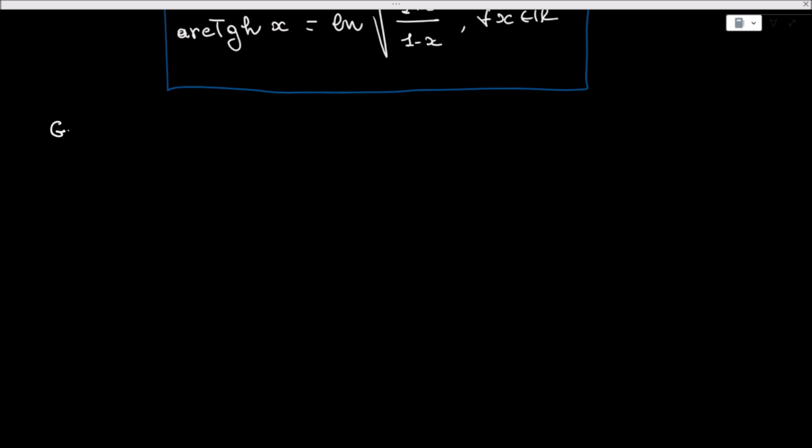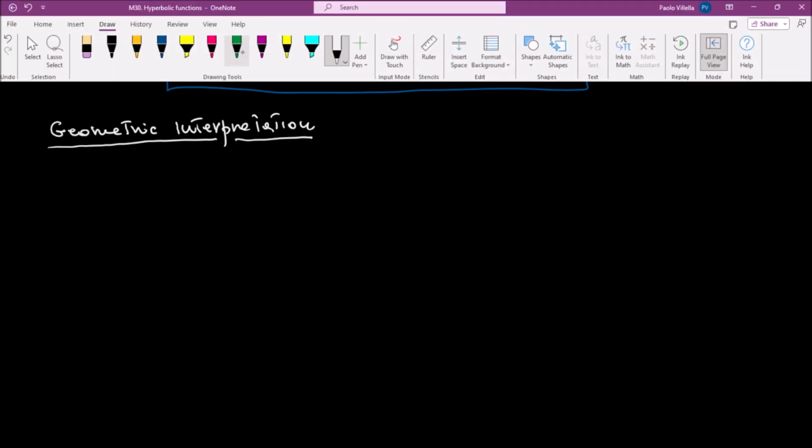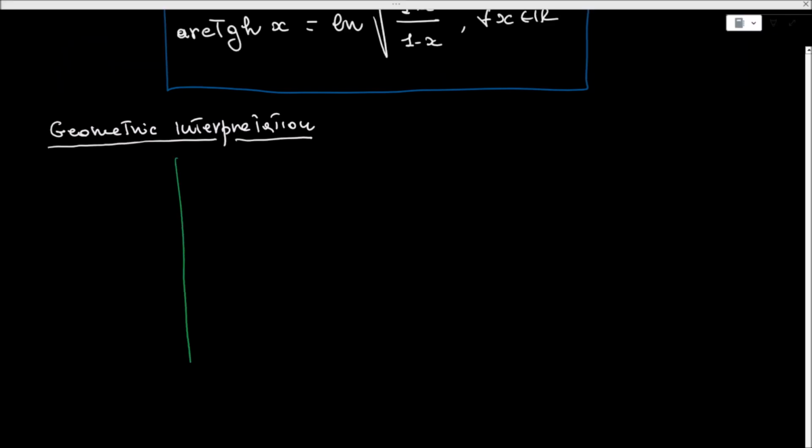The first is a geometric interpretation of hyperbolic functions, which is very similar to the geometric interpretation of trigonometric functions. The difference is that now, instead of considering the unit circle, we will consider the hyperbola, and this gives the reason why these functions are called hyperbolic functions.